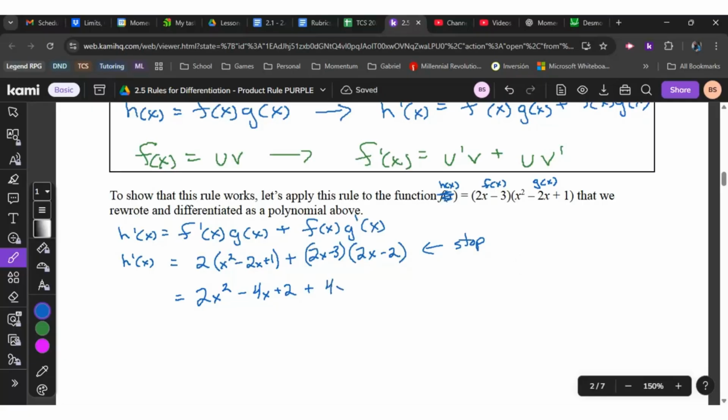So when we expand this out, it's 4x squared minus 4x minus 6x plus 6. That's just me foiling this one out. 2x times 2x, 2x times negative 2, negative 3 times 2x gives me negative 6x, and then negative 3 times negative 2 gives me the positive 6. Then I need to collect all those like terms. So that's going to give me 6x squared, negative 14x plus 8.